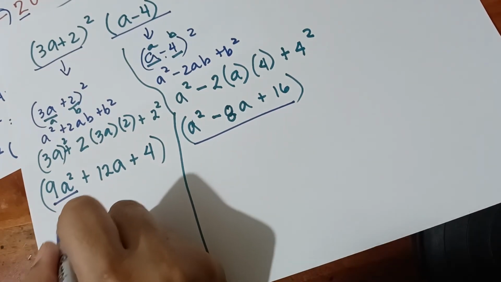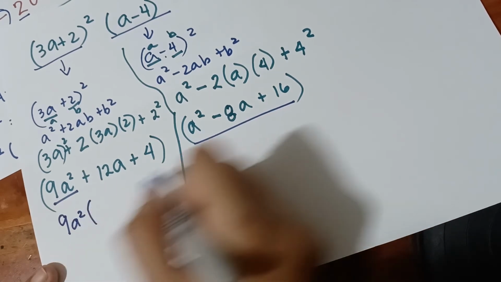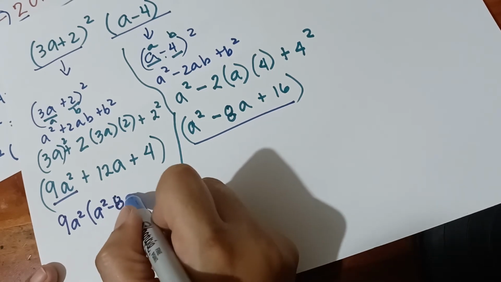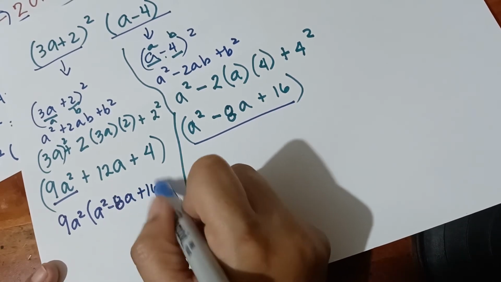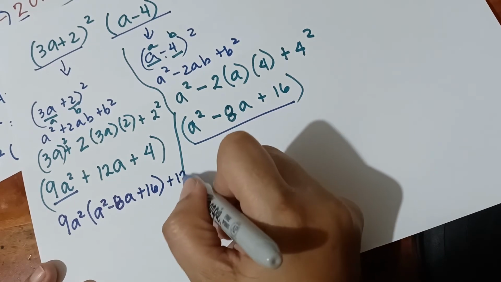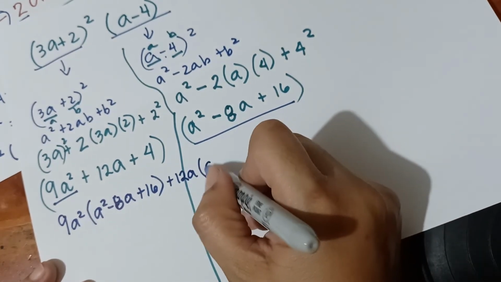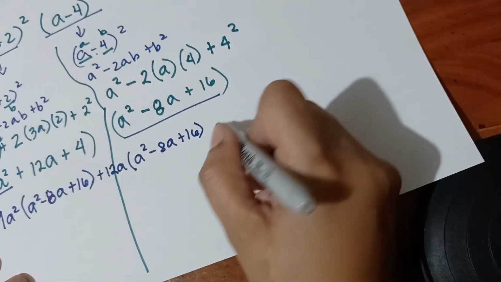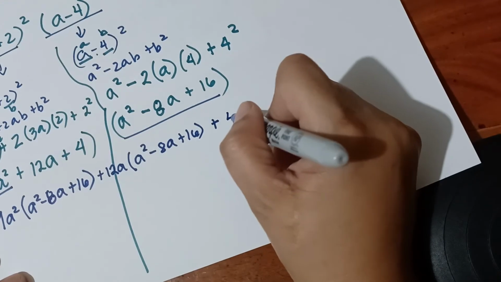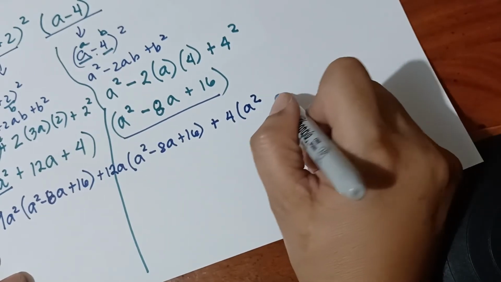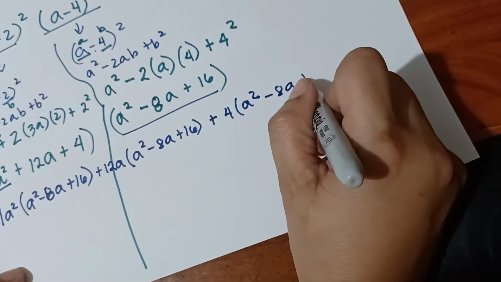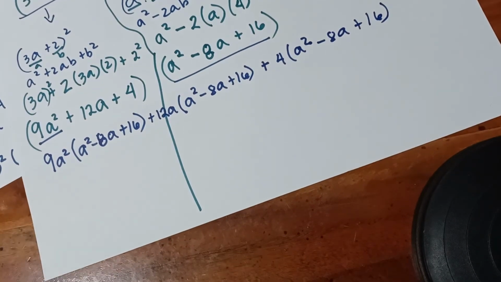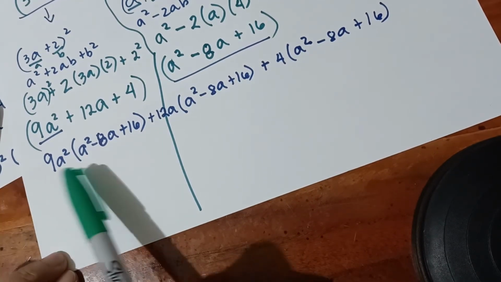So, magiging 9a squared times a squared less 8a plus 16. And then plus 12a times a squared less 8a plus 16. And then plus 4 times a squared less 8a plus 16. Okay? So, ganyan yung kalalabasan niya. Now, you are going to distribute. Distribute this 9 to everything here.